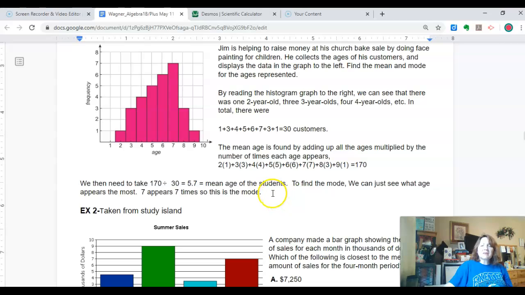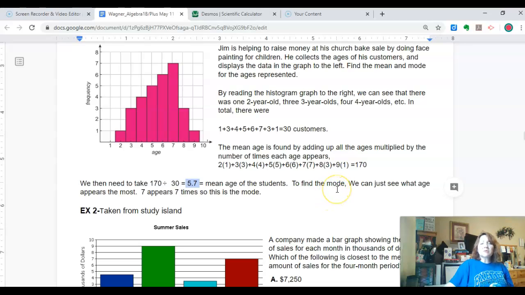The mean age is adding up all the ages multiplied by the number that each age appears. And then you would have to divide by how many you have. So I have 2 1-year-olds, so 2 times 1, 3 3-year-olds, 3 times 3, and so forth. That gives me 170 is the ages, all added together. But then I have to count how many I have. I have 30 people that I'm talking about, 30 kids. So it'd be 170 divided by 30, which is 5.7. So 5.7 is the mean age.